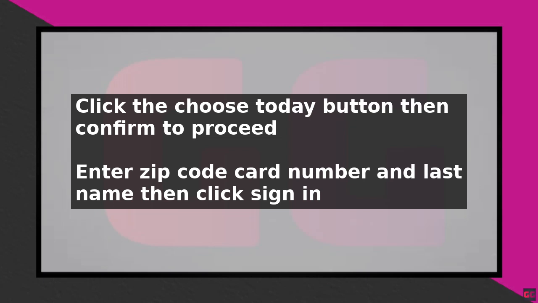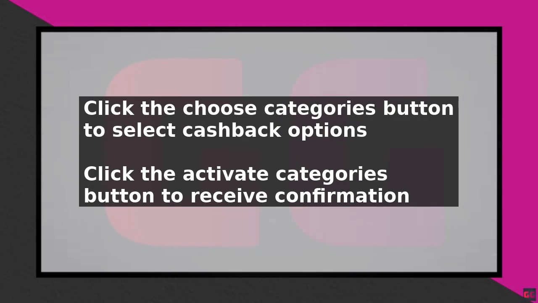After that, find and click the Choose Categories button, which will allow you to select the categories that will earn you 5% cashback for the upcoming quarter. You'll have multiple options to choose from. You'll also have the opportunity to choose a 2% category.